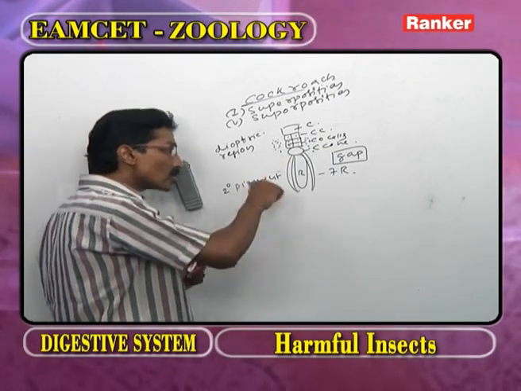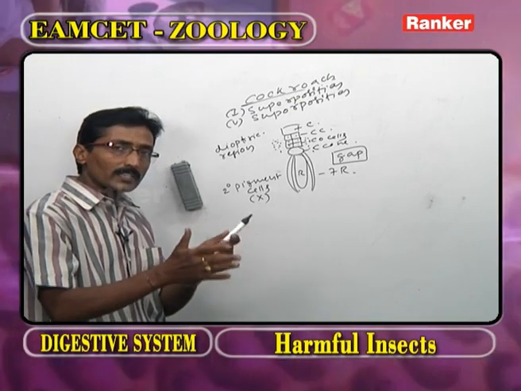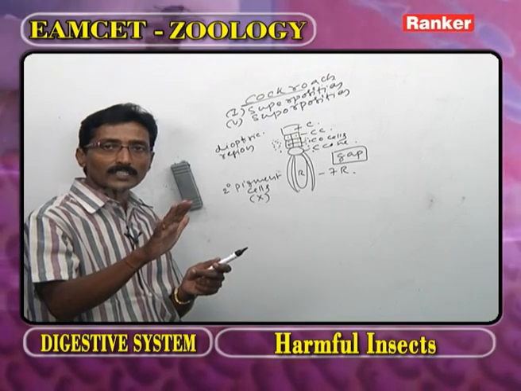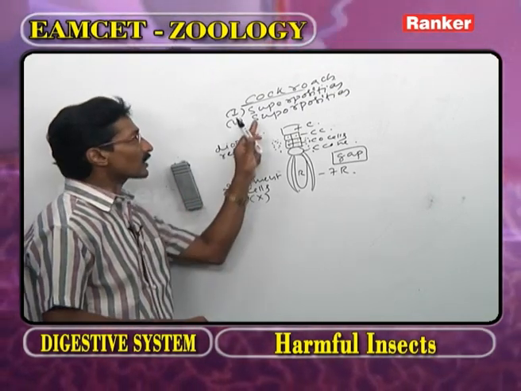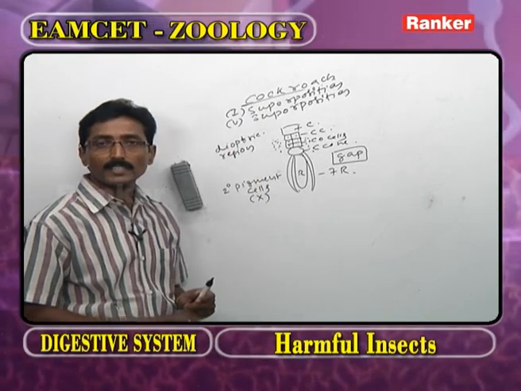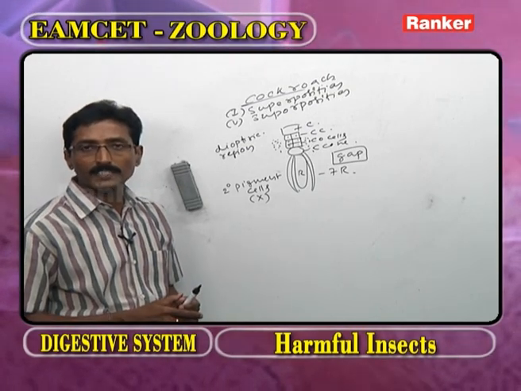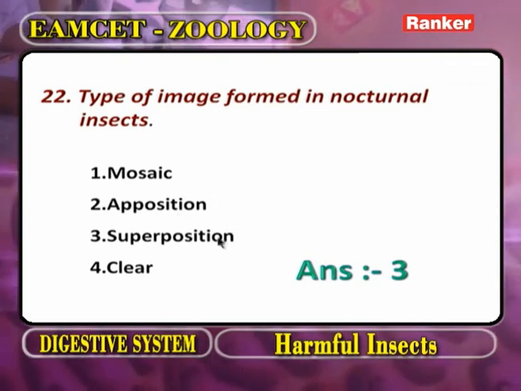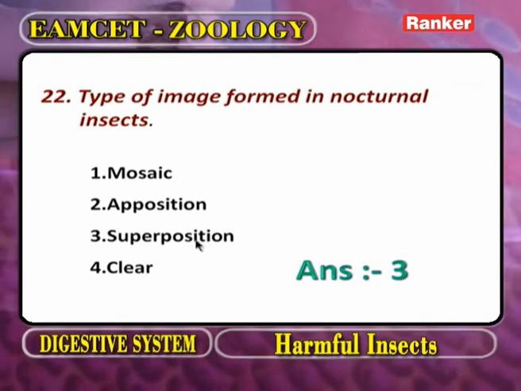So, in each ommatidium, though an image forms, all images are overlapped. So the image is not clear, the vision is not clear, it is blurred. Such type of vision we call superposition. Now, type of image formed in nocturnal insects: mosaic, apposition, superposition, clear. Here the answer is superposition. Now we go for the next question.